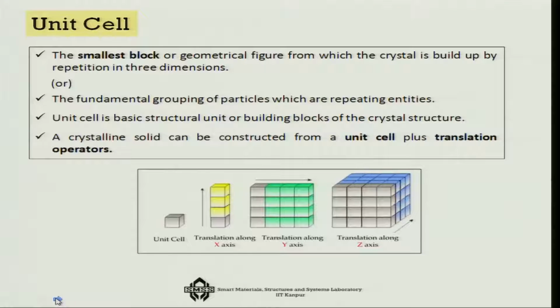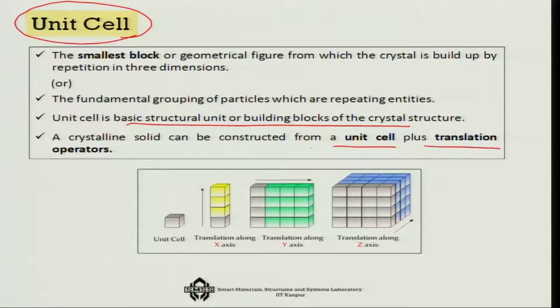Now, let us first concentrate on the structures which have a regular crystal structure. The way to look at it is to look at something known as the unit cell, which is the smallest block or geometrical figure from which the crystal can be thought of as being built up by repetition in 3 dimensions. So, this unit cell, the basic structural unit or building block of the crystal structure, along with a translational operator, can be used to construct a crystalline solid.